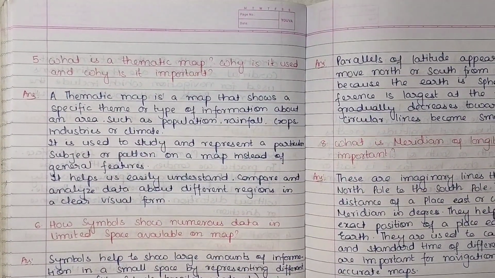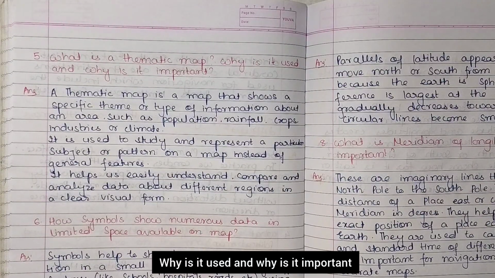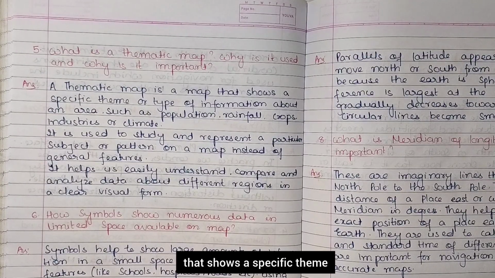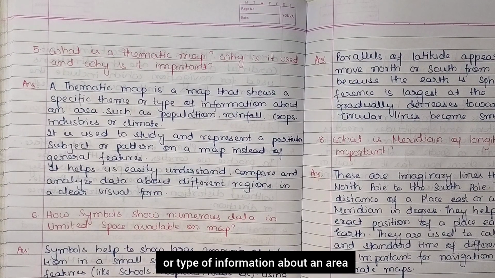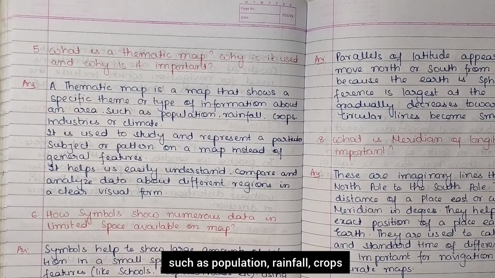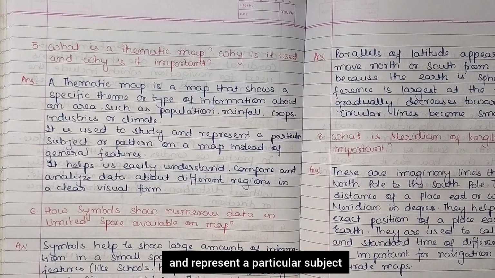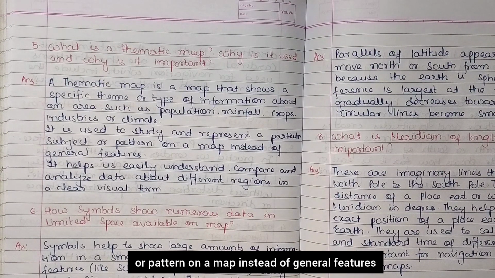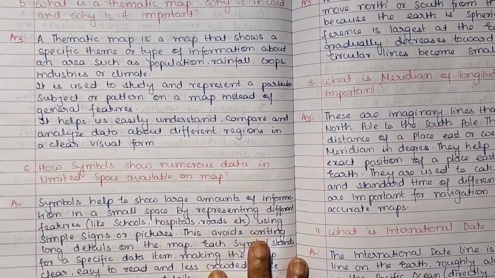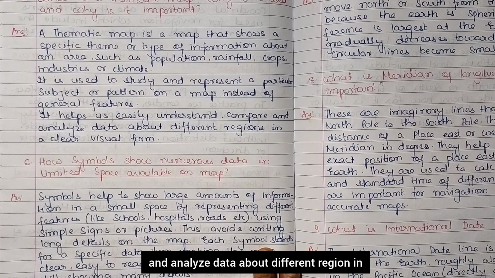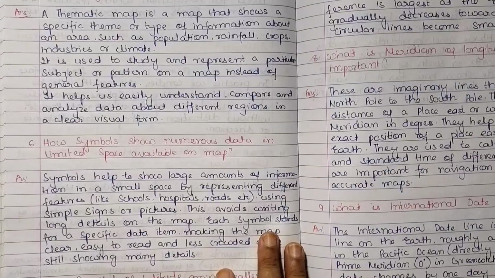Next is, what is a thematic map? Why is it used and why is it important? So, a thematic map is a map that shows a specific theme or type of information about an area, such as population, rainfall, crops, industries, or climate. It is used to study and represent a particular subject or pattern on a map instead of general features. Now, why is it important? It helps us easily understand, compare and analyze data about different regions in a clear visual form.